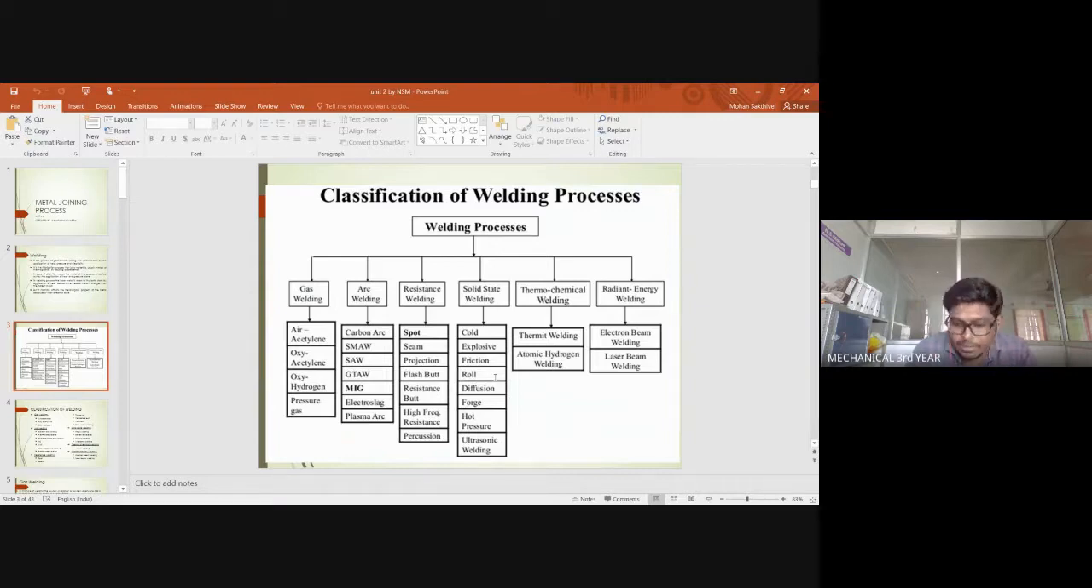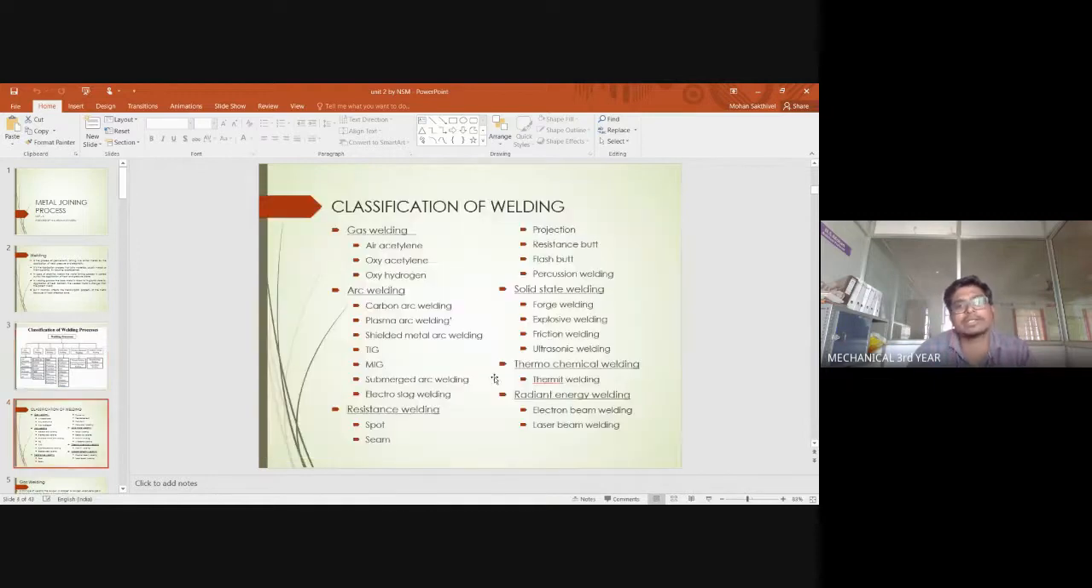In this topic, in unit 2, the types of welding you are going to see are listed here. Here we have the classification of welding again. In gas welding, we have air acetylene welding, oxyacetylene welding, and oxyhydrogen welding. Coming to arc welding, we have carbon arc welding, plasma arc welding, shielded metal arc welding, SMAW, and TIG. TIG is also called gas tungsten arc welding, or GTAW. And we have MIG welding, submerged arc welding, and electroslag welding under the arc welding process.